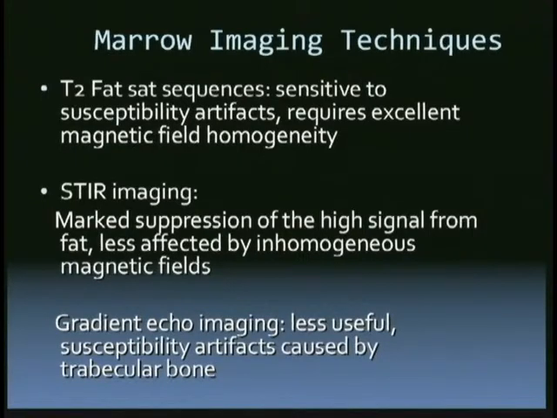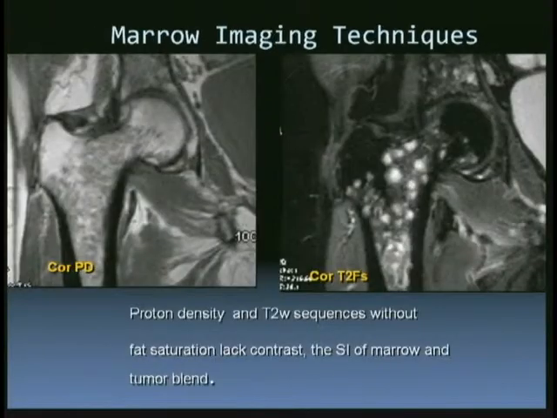Gradient echo imaging is not good to evaluate the marrow because the trabeculae cause too much susceptibility artifact and it obscures findings in the marrow. Sometimes we have a patient with an injury, and we know there's bone marrow edema on the T2 weighted sequences, but it's very hard to find on the gradient echo sequences.